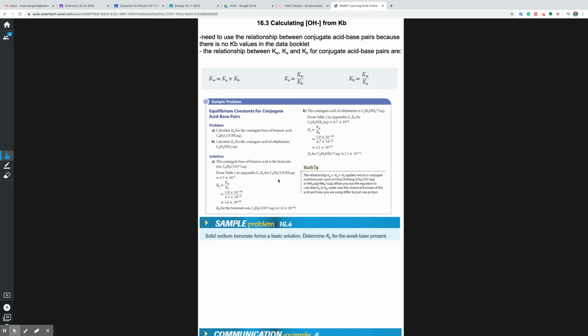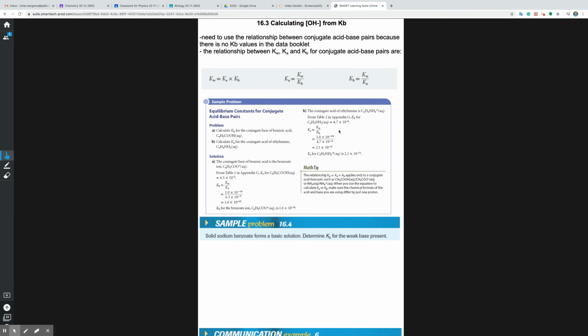Okay, so an example here: calculate the Kb for the conjugate base of benzoic acid. You look up the Ka for benzoic acid, even though you're looking for the Kb for its conjugate base. So it goes from one to the other. Sometimes you'll find these on both sides. You always want to use the Ka of the conjugate acid to whatever base you're looking for. So find that in your data booklet, 6.3 times 10 to the minus 5, go Kw divided by that, and you can find your Kb.